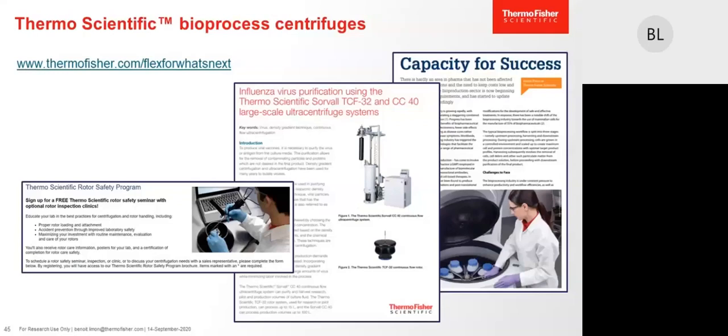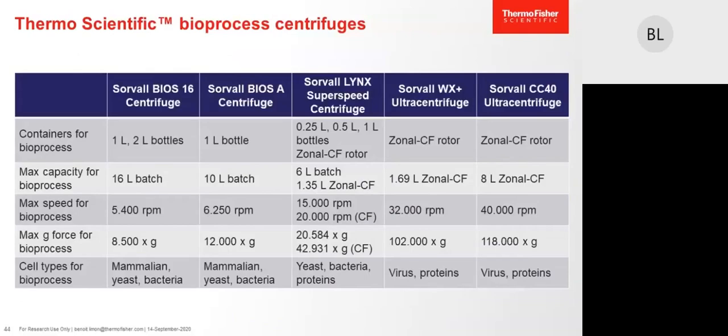So the BIOS 16 centrifuge is a batch centrifuge. It's possible to perform up to 16 liters per batch. So typically the users are using up to, I would say, 50 to 100 liters divided in 16 liter batches to be processed with the BIOS 16 centrifuge.